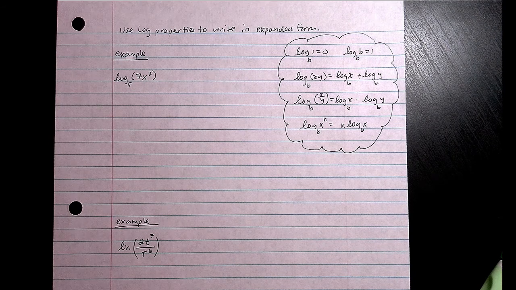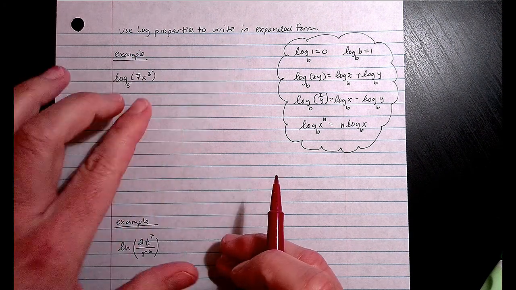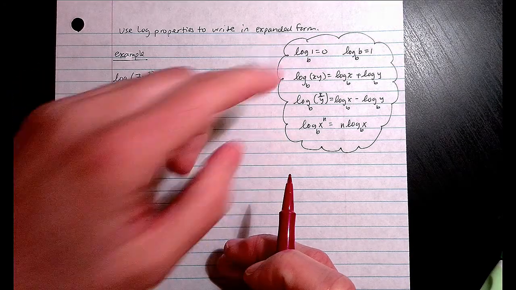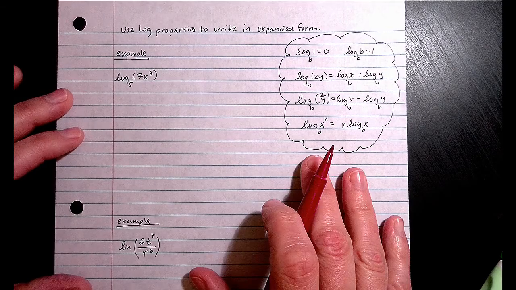We have these properties. Now we're going to practice using them in combination with each other. So what I want to show you is how we can use log properties to write a condensed log in expanded form. On the right, you can see all the properties, and we're going to use those as a reference.